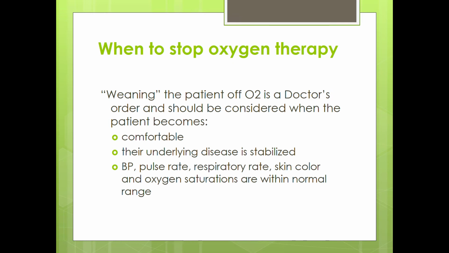That means they have a normal BP, a normal pulse rate, their respiratory rate is relaxed and within 12 to 20. They have pink skin, and their oxygen saturations are within the normal range. It's not uncommon for nurses to turn oxygen off on the unit and then let the doctor know they did it. Because again, remember, oxygen toxicity is not something we would like to see in our patients.